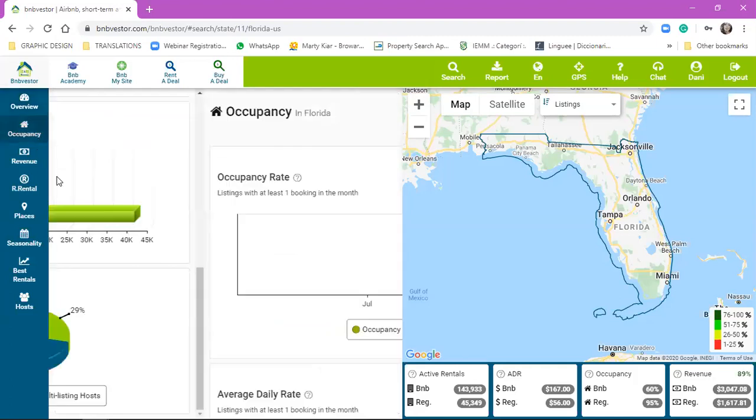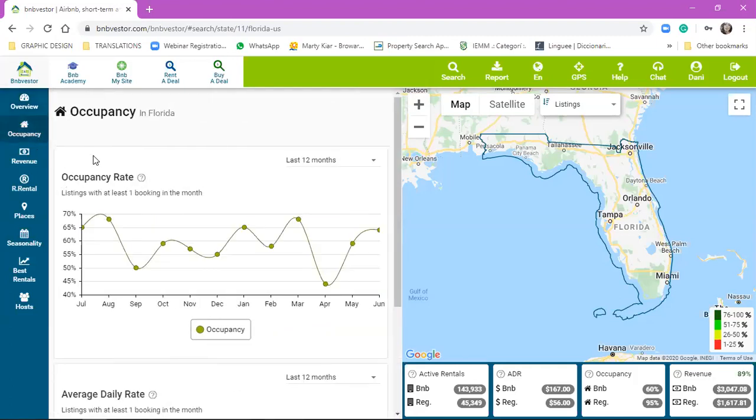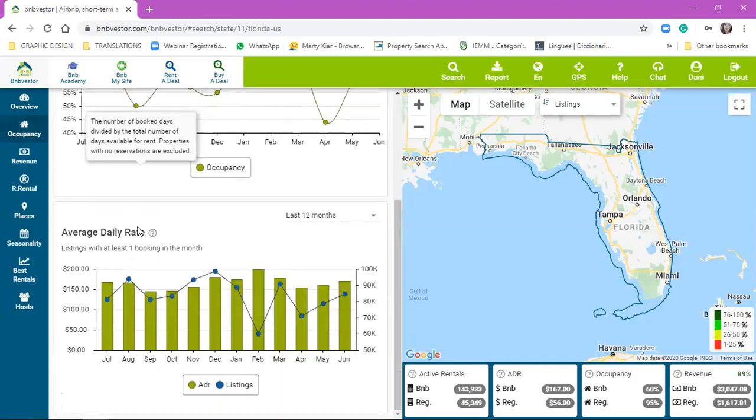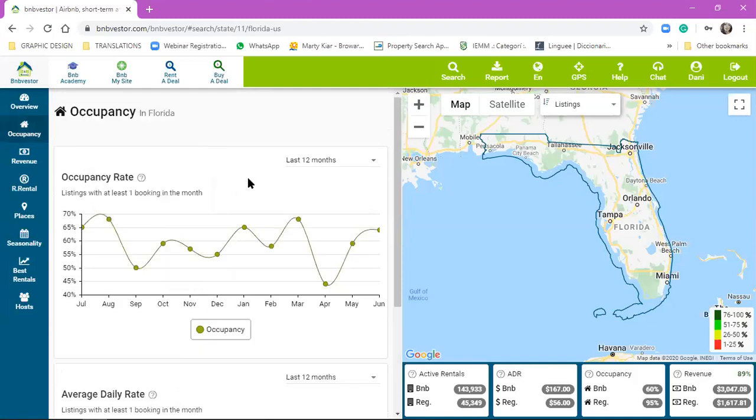Now I'm going into the occupancy tab. Over here, it's going to give you the occupancy rate and average daily rate. The occupancy rate, I told you, is the number of booked days divided by the total number of days rented or available for rent. So if the property, for example, is available for rent in 30 days, it's going to be the number of days available for rent, right? So properties with no reservations are excluded.